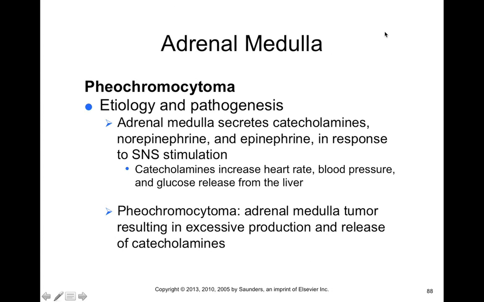Now, for the disorders of the adrenal medulla, we have pheochromocytoma, which is basically a secreting tumor of the adrenal medulla. With pheochromocytoma, this tumor grows, but as it's growing, it's also secreting a tremendous amount of epinephrine and norepinephrine. So what we end up with is excessive sympathetic nervous system stimulation, where these catecholamines like epinephrine and norepinephrine increase heart rate, blood pressure, and glucose from the liver. And this can result in excessive production and release of these catecholamines.